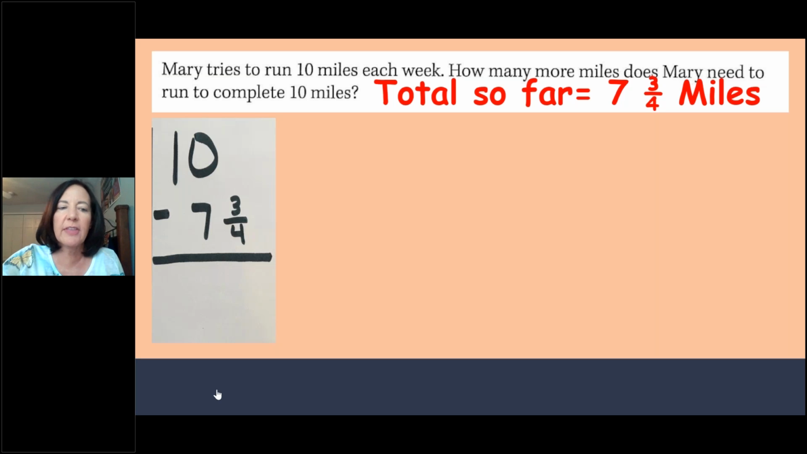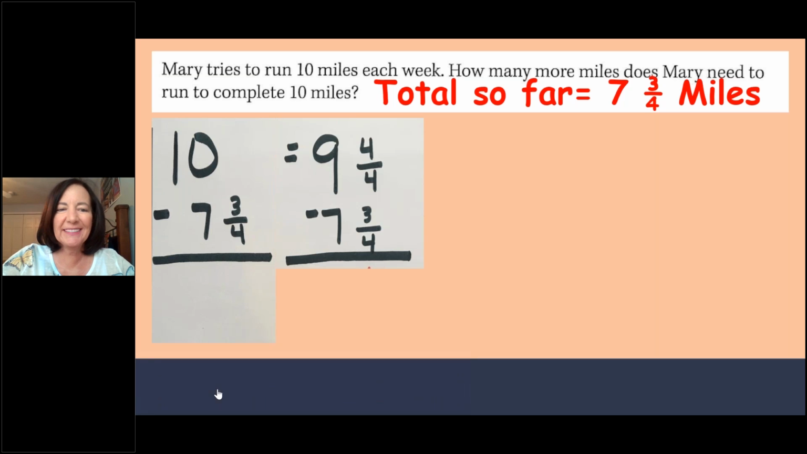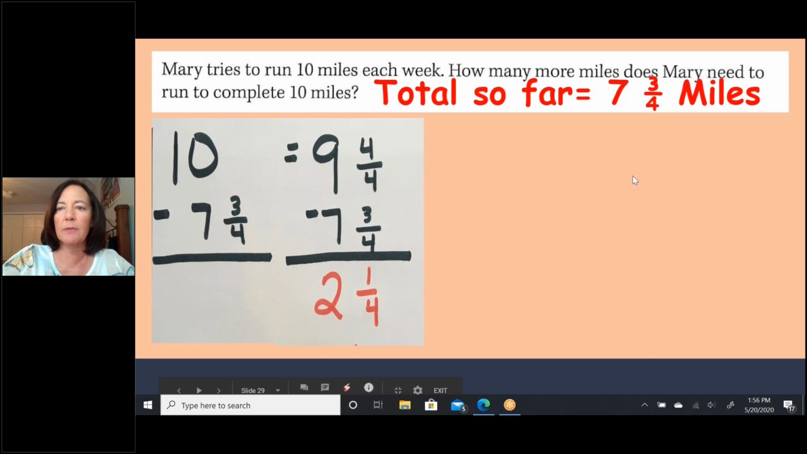You knew we had to convert that 10. Go ahead and work it. 9 and 4/4 minus 7 and 3/4. Perfect. Go ahead and solve it. It is 2 and 1/4. You're awesome. And so what would be your answer in sentence form? Mary has to run 2 1/4 miles more to complete the 10 miles.